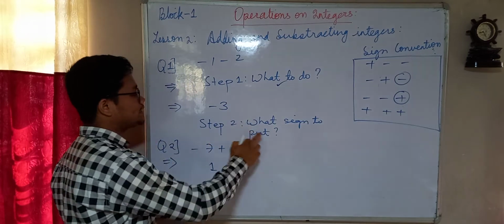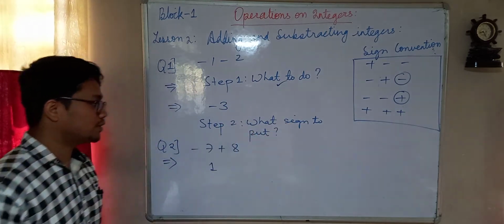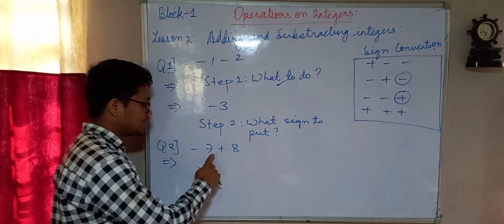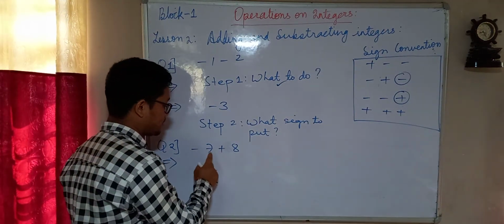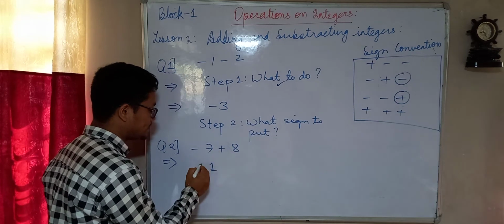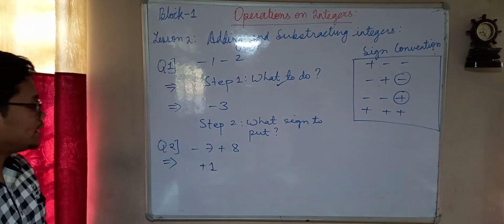So step 2 says what sign to put. For putting the sign, as I have said, you have to see which number is bigger. 8 is bigger or 7 is bigger? So 8 is bigger. So before 8, what is the sign? Plus sign. So you have to put plus.